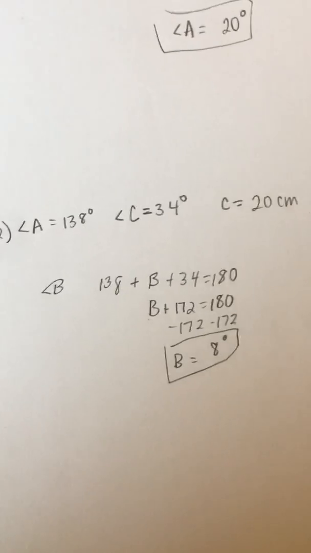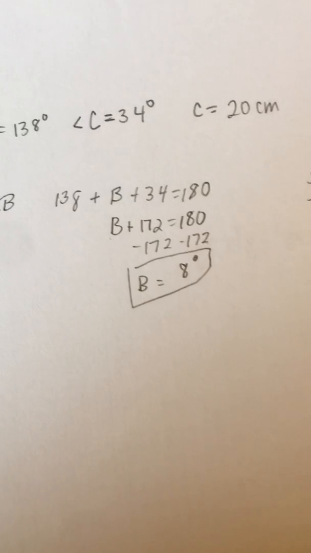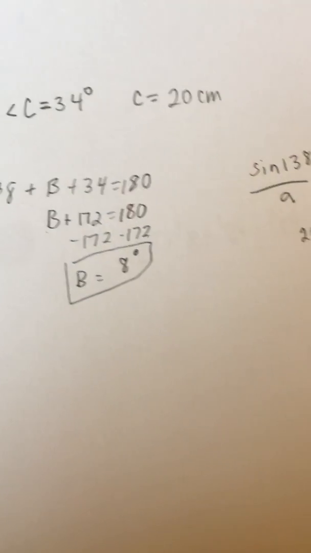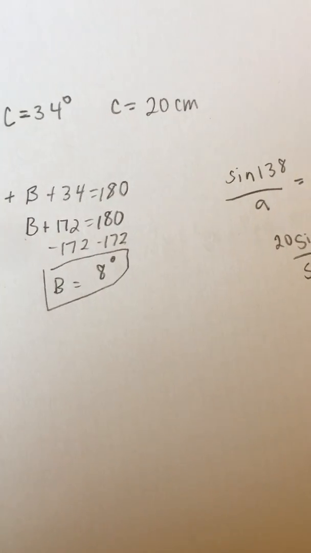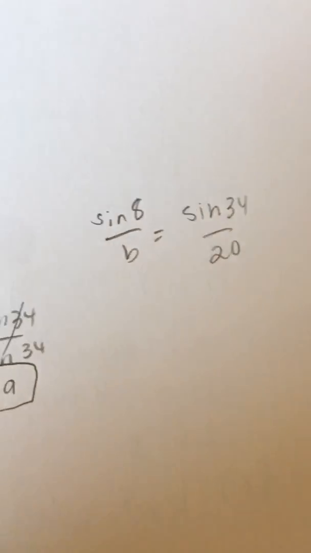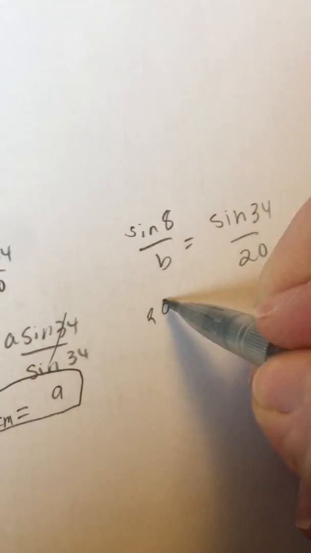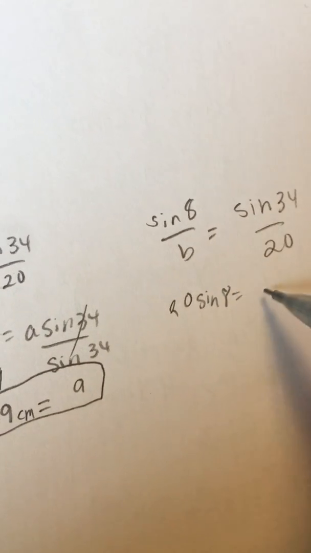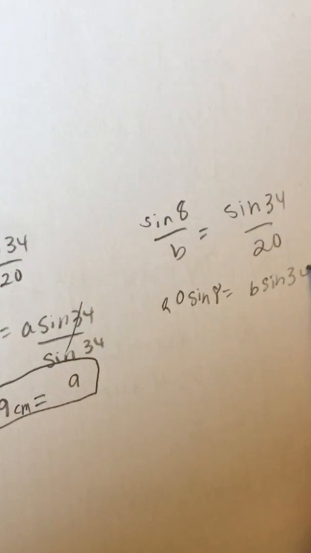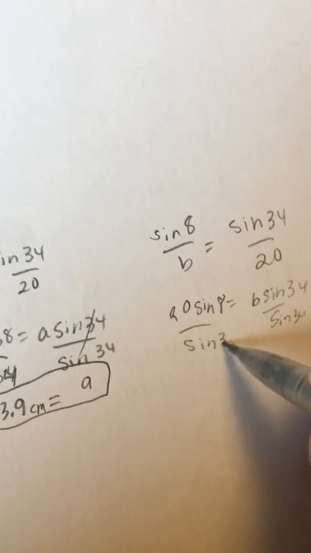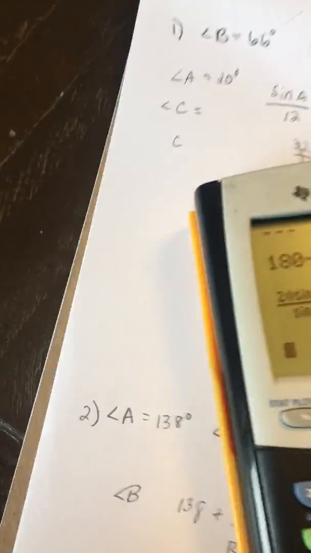And then I need to find side B. I'm going to set it up with the angle that I found. So sine 8 degrees over side B equals sine 34 over 20. So there's the proportion I set up with all of what I know and my one unknown. Cross multiply to get 20 sine 8 equals B sine 34, and divide by sine 34.